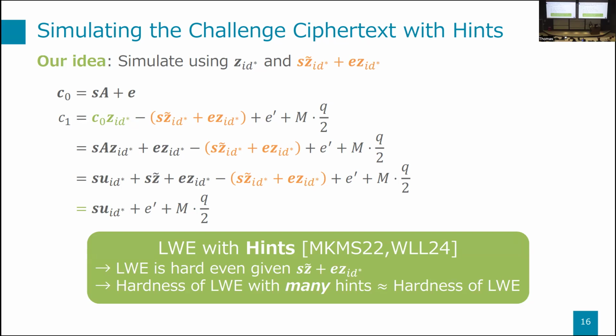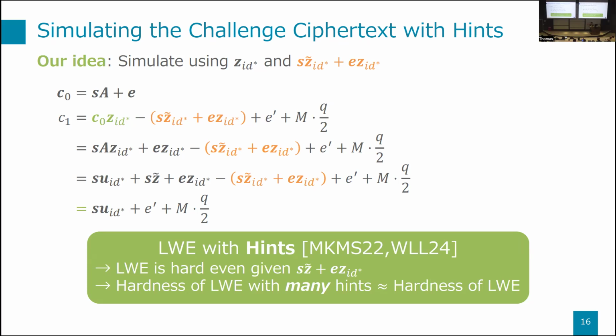This is exactly the same distribution, original ciphertext and simulated ciphertext. But S is the LWE secret and E is the LWE errors. Then the simulator cannot obtain those values to re-randomize C0.